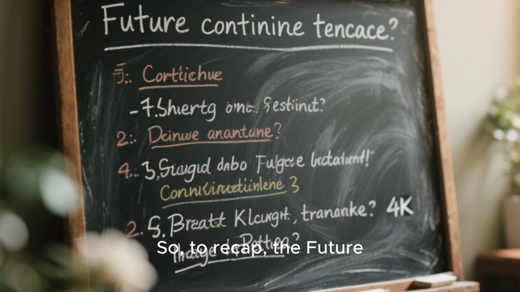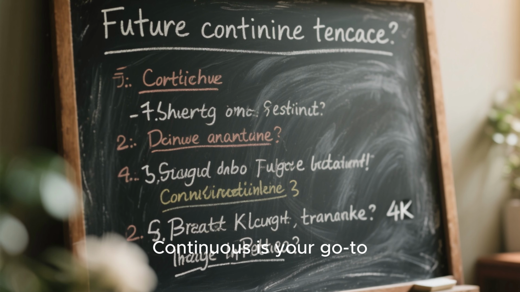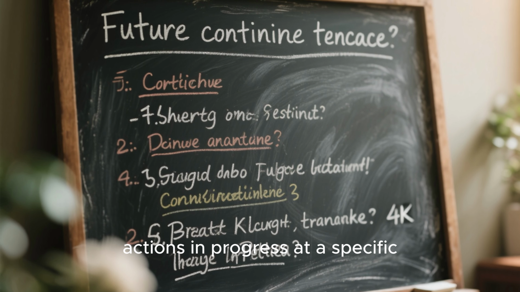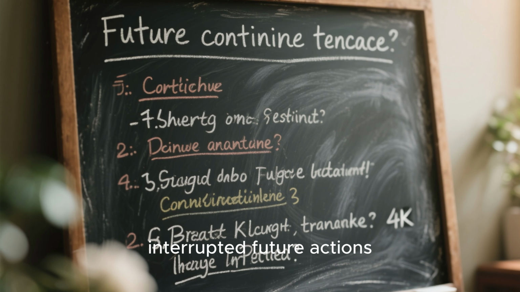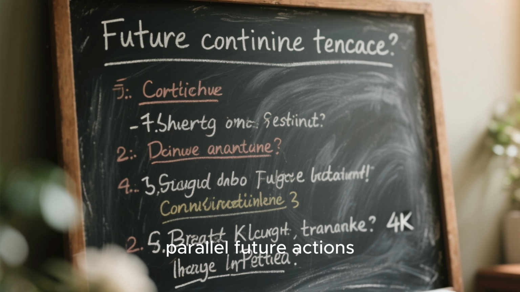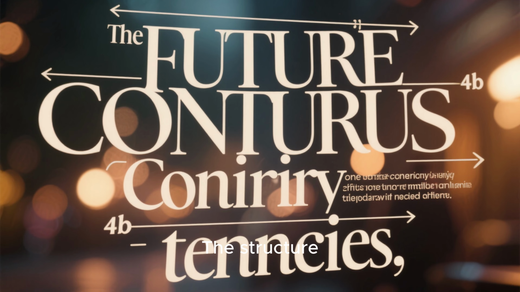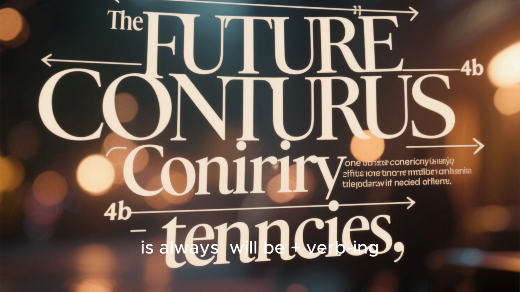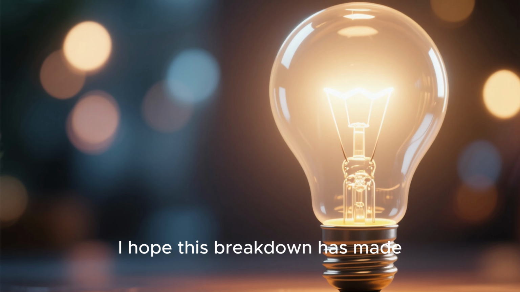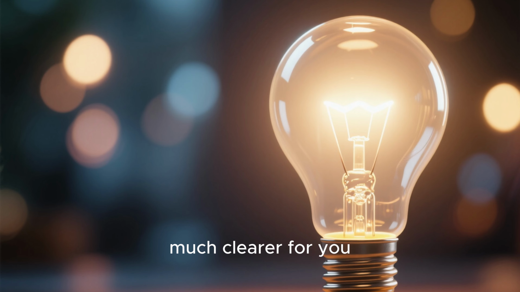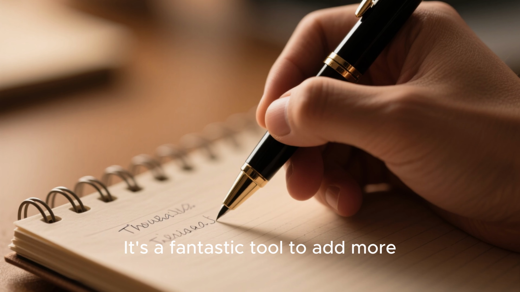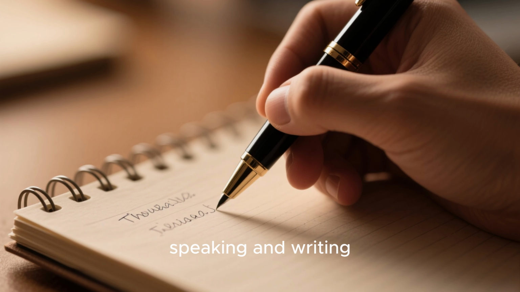So to recap, the future continuous is your go-to tense for talking about actions in progress at a specific future time, interrupted future actions, parallel future actions, and for politely asking about plans. The structure is always will be plus verb-ing. I hope this breakdown has made the future continuous much clearer for you. It's a fantastic tool to add more detail and nuance to your speaking and writing.